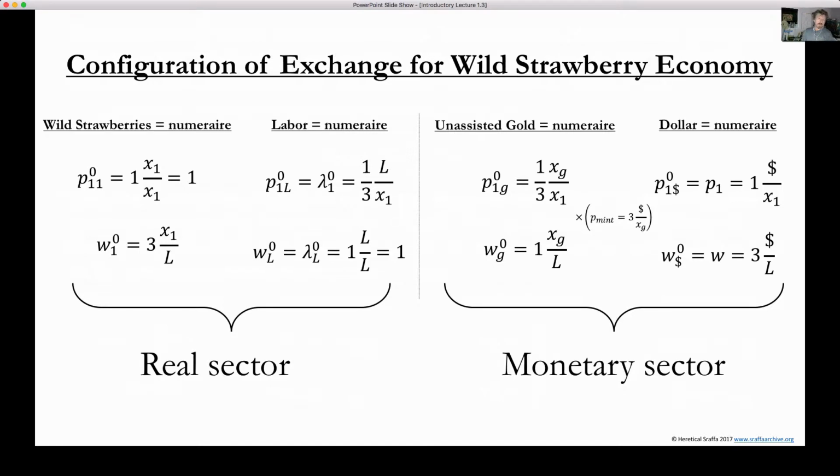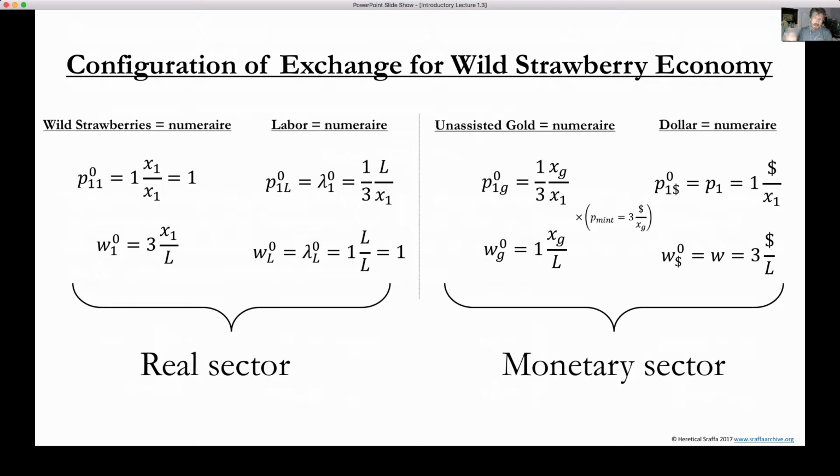Now we can distinguish the real sector from the monetary sector. The first column in the real sector is going to be the wild strawberry as a numeraire. The second column in the real sector is going to be labor as a numeraire. That's your configuration of exchange. Again, the principal diagonal is going to be unity. The off-diagonal elements are going to be reciprocals of one another.